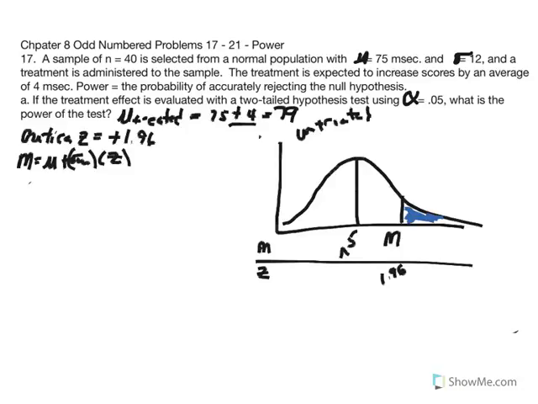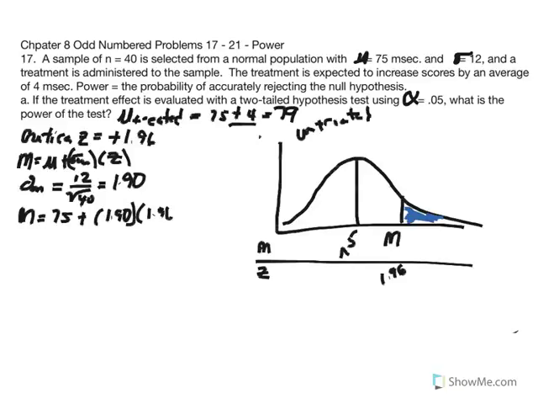We know some of these, but we know for sure we don't have standard error. So that's equal to our standard deviation of the population, 12, divided by the square root of n, which is 40. So 12 divided by the square root of 40 gives us 1.90. So now we can solve for M. M is equal to the mu of the untreated population, 75, plus our standard error, 1.9, multiplied by our critical z of 1.96. If we do that calculation, we should get a sample mean equal to 78.72. Okay, so what we've just concluded is that the sample mean that defines the critical region is equal to 78.72.